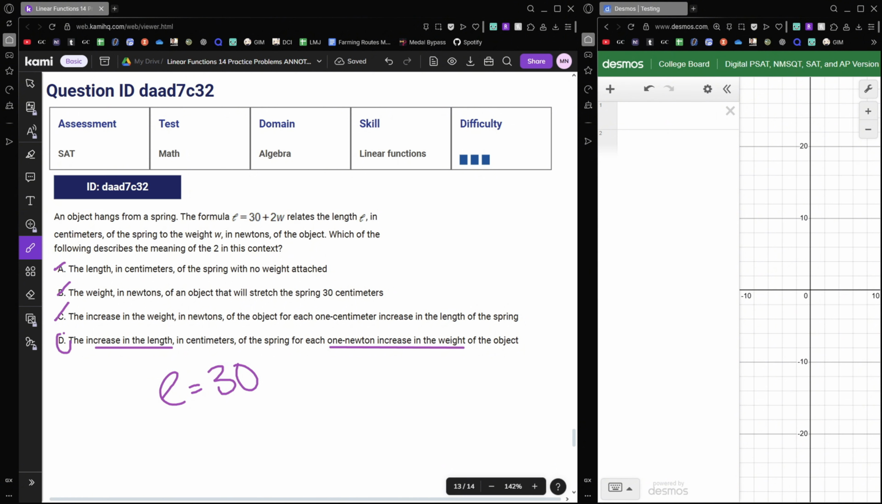Now, let's say that the weight of the object was 1 newton, so we would go ahead and plug in 1 for W. Now if we go ahead and solve this out, we'd get that the length would end up being 32. So yes, that checks out. When the weight of the object increases by 1 newton, so here it's 1 newton, and in this one, the weight would be 0 newtons, the length would increase by 2 centimeters, because here in the first one, the length is 30, and in the second one, the length is 32, so it increased by 2 centimeters.